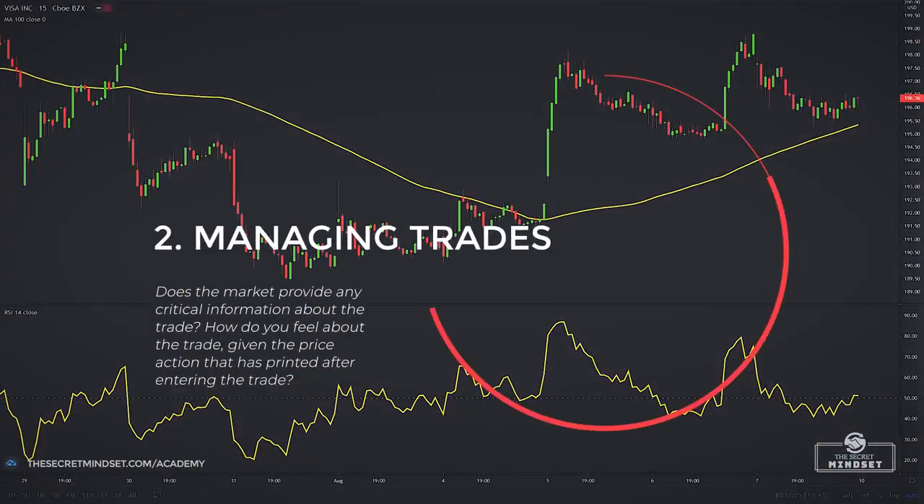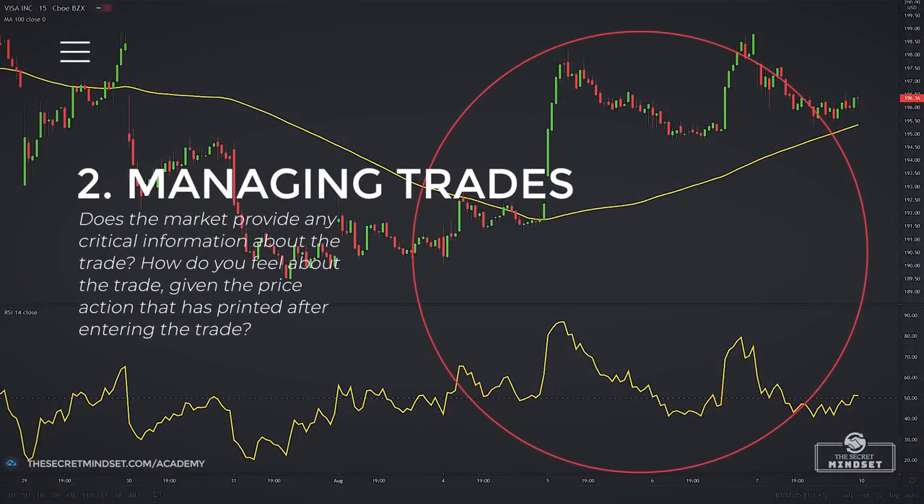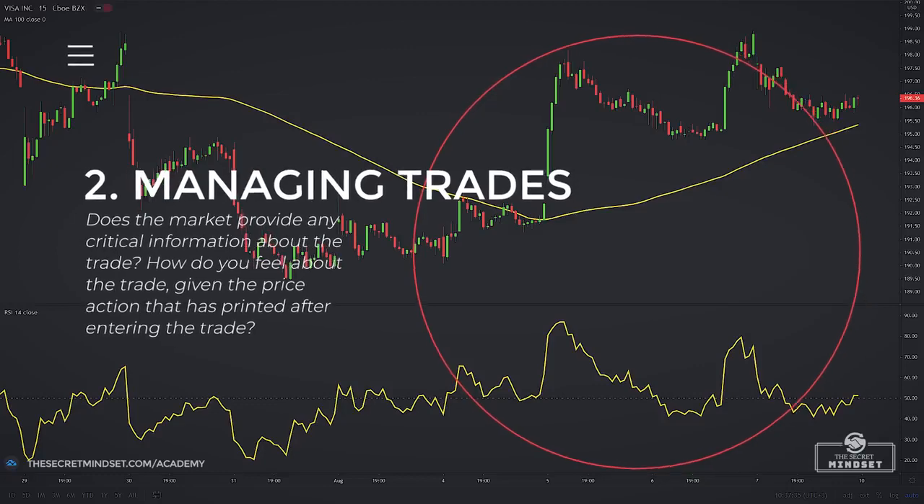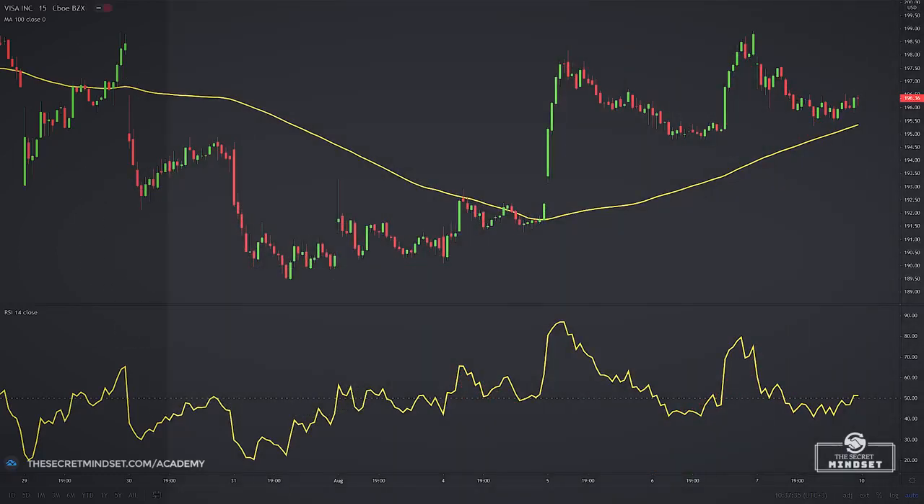The second part of the trade occurs when you are managing the trade. Does the market provide any critical information about the trade? How do you feel about the trade given the price action that has printed after entering the trade? When the market tells you what to do, make sure you are ready to act on this information.